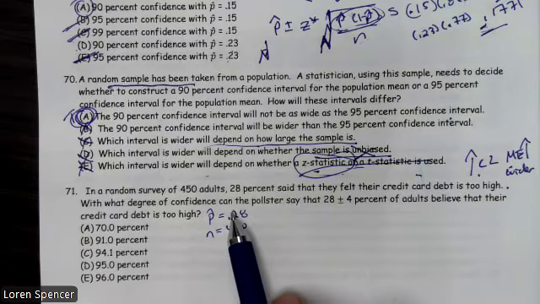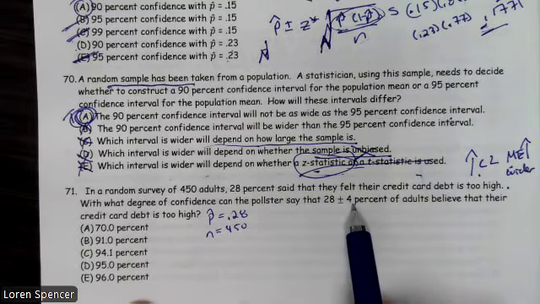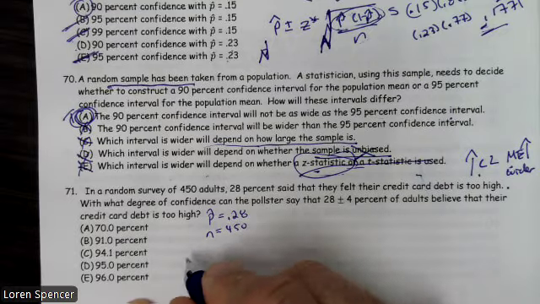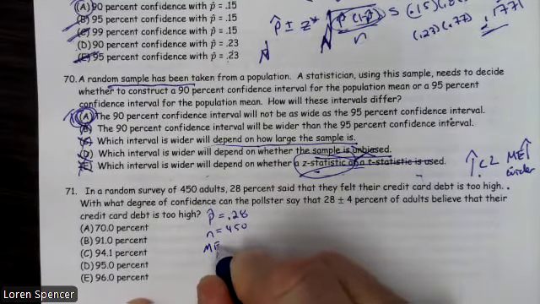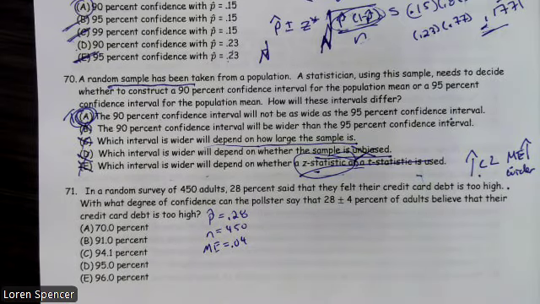With what degree of confidence can the pollster say that 28 plus or minus 4%? Okay. So we also know we have a margin of error equal to 0.04. So with what degree of confidence can the pollster say that 28 plus or minus 4% of adults believe that their credit card debt is too high?